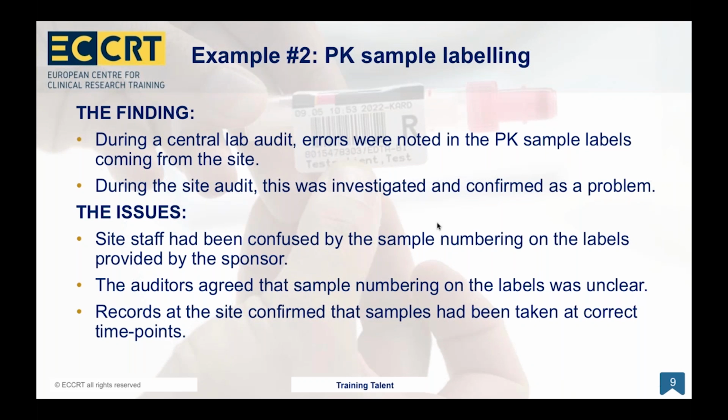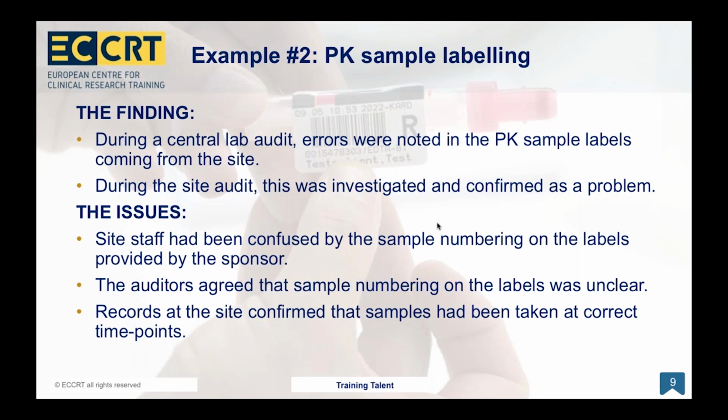And this is just to diverge a little bit. This is something that is really important in investigator site audits. It's to really prepare upfront and to have as much information as possible before you go to the site. And in this particular case, the sponsor had already conducted a central lab audit. And this is where they'd seen the errors in the sample labeling that were coming from the site. And during the site audit, we looked at this and confirmed that it had indeed been a problem.